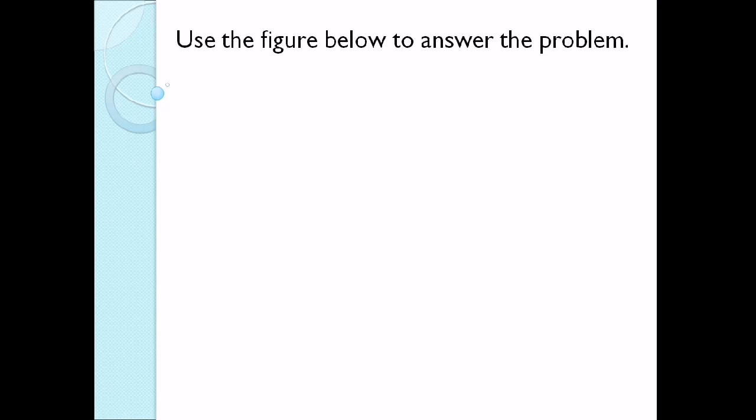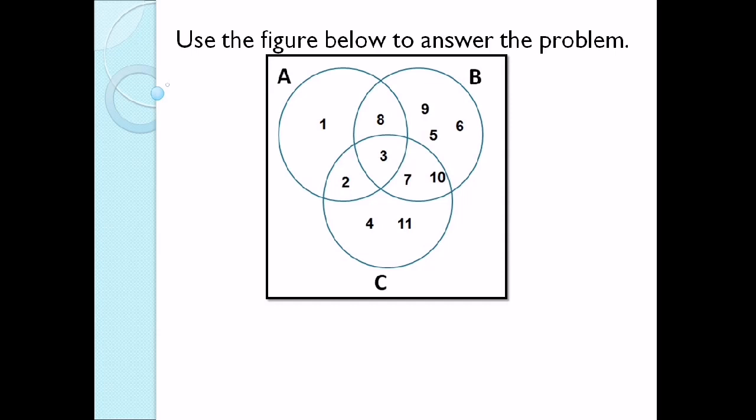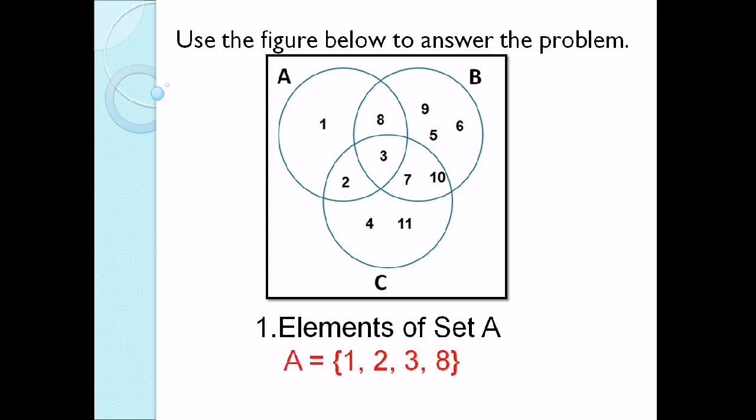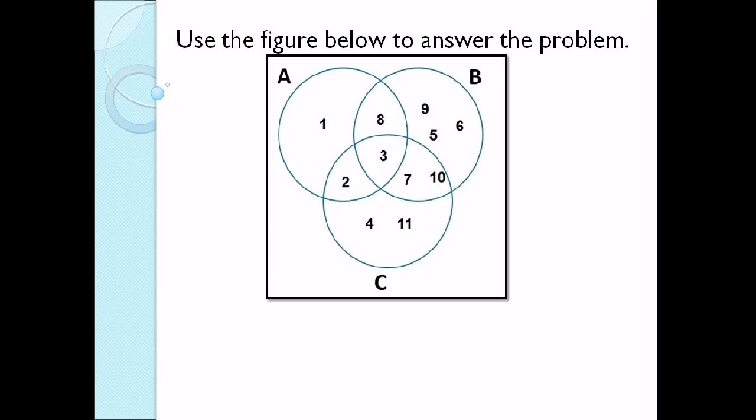So, let's have another example. This time, we will use a Venn diagram with three circles. So how many sets of data do we have? Three: set A, set B, and set C. Number 1, elements of set A. What are the elements of set A? Look at circle A: 1, 2, 3, 8. Those are the elements of set A.